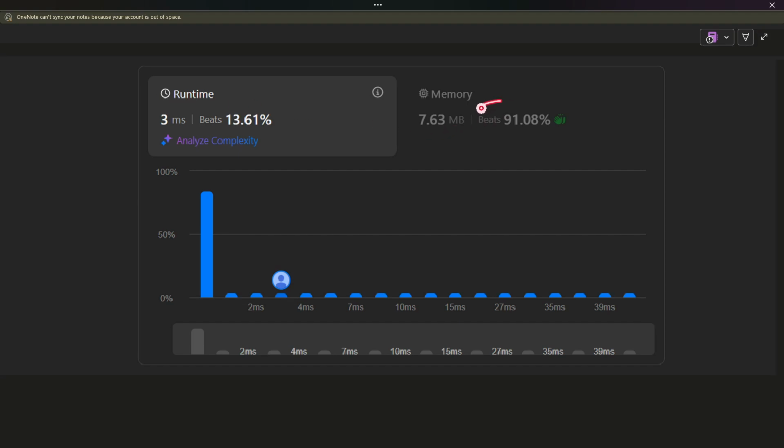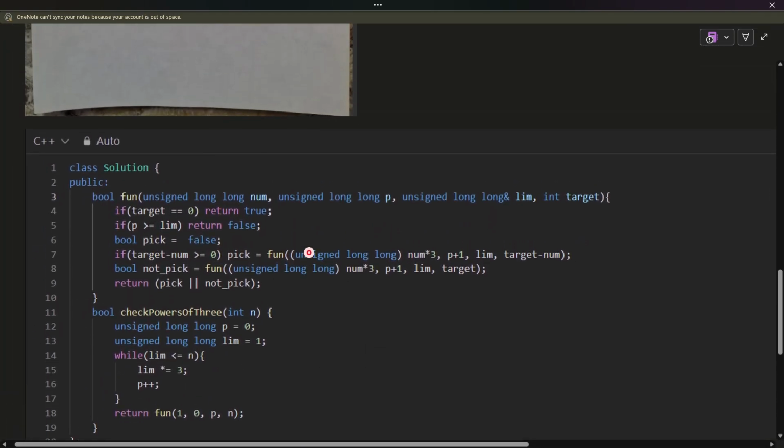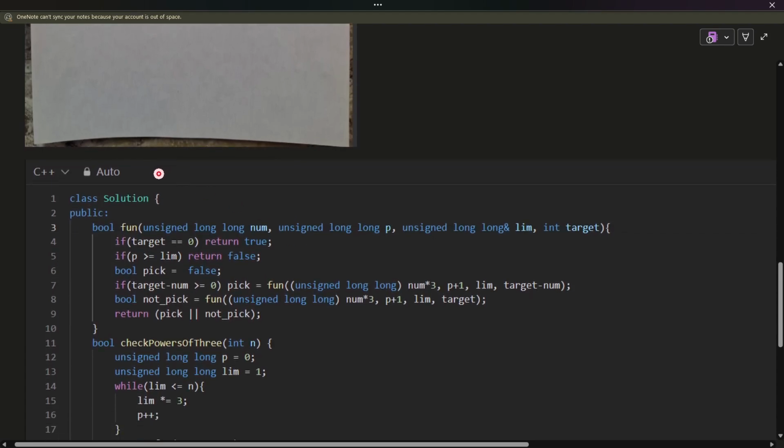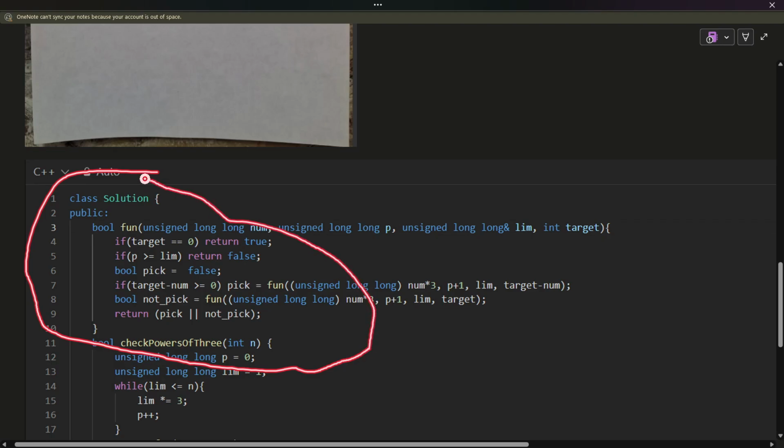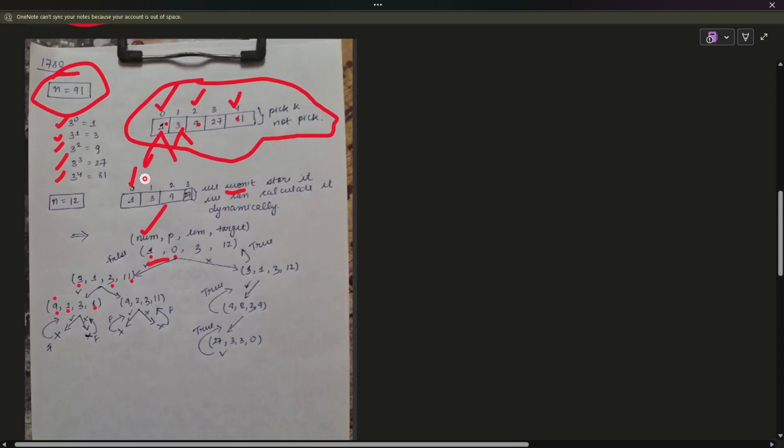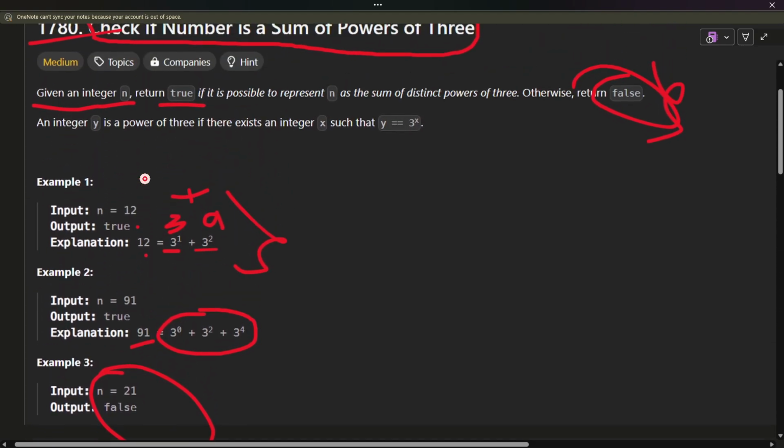As you can see, it's taking less memory. If we had optimized it with the mathematical approach, we would be getting 0 ms. But the solution is good. It's an easy solution, I would say. The intuition is also not that hard, it's easy to get. So this is the solution of this problem.